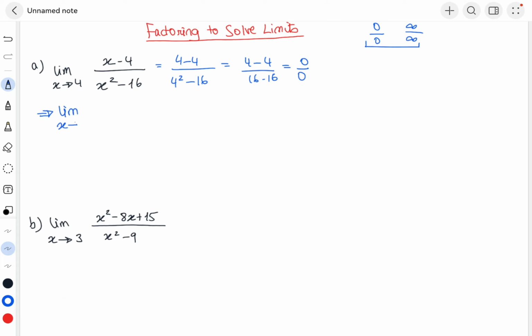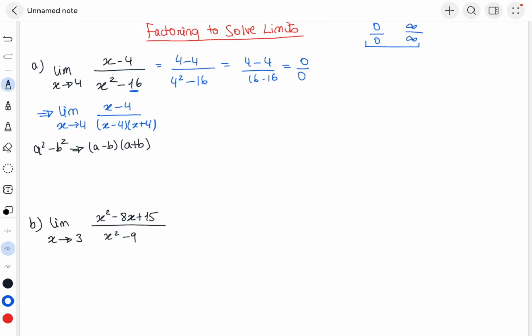Factorizing, we'll have the limit as x tends to 4 of, in the numerator here we cannot change anything since we have x to the power of 1, so we cannot factorize anything. We'll have x minus 4. And now in the denominator we have x squared minus 16, which is a perfect square in the form of a squared minus b squared, which means by factorizing it we'll get a minus b, a plus b. So here we'll have x minus 4, x plus 4, because 4 squared is 16.